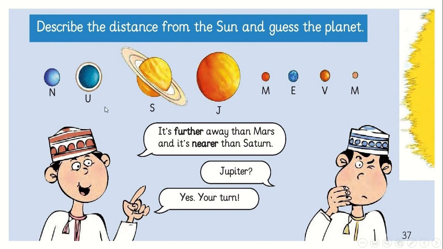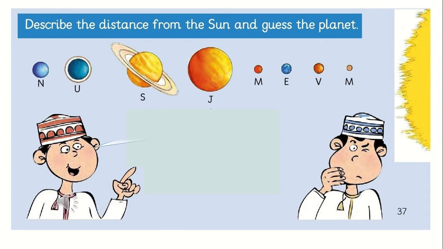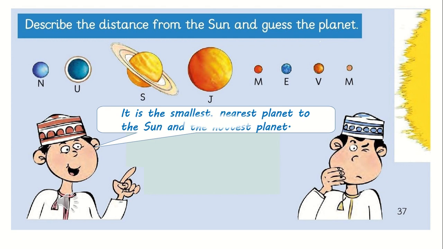They are making competitions, they're asking and answering questions about the planets. Look at this boy, he said, it's farther away from Mars, and it is nearer than Saturn. Okay, so what is it? It is Jupiter. Yes, your turn now, he said. Okay, so now let's ask these questions. It is the smallest, nearest planet to the sun and the hottest planet.